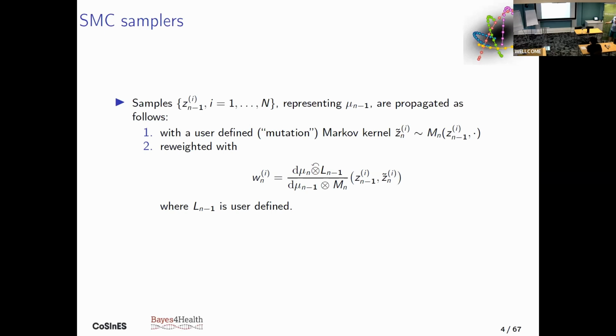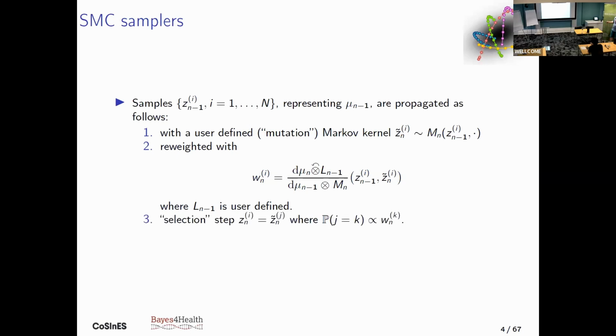We've sampled from the mutation kernel. And of course, because we are on the joint space, we've got to complete the distribution we are interested in, which is mu n, with a so-called backward kernel. Okay, it's just to make sure that we've defined an importance weight on the joint space of Z times Z. And the backward kernel is user defined.